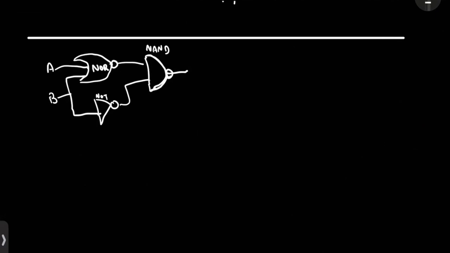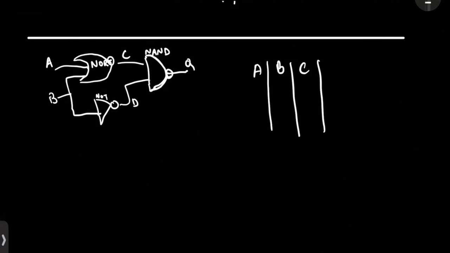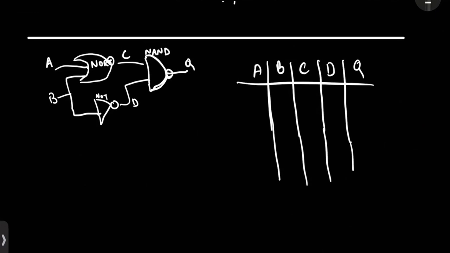Okay, now let's make the truth table. What headings do we need for our truth table? We need A, then B, this is C, this is D, and this is Q. So A, B, C, D, and Q. And what are the inputs? 0, 0. What's next? 0, 1, 1, 0, and 1, 1. Okay, perfect.